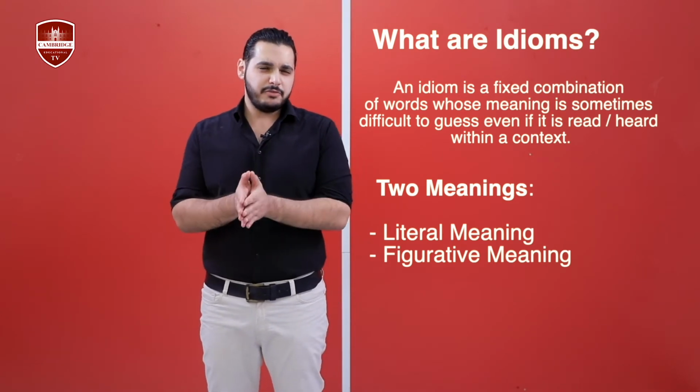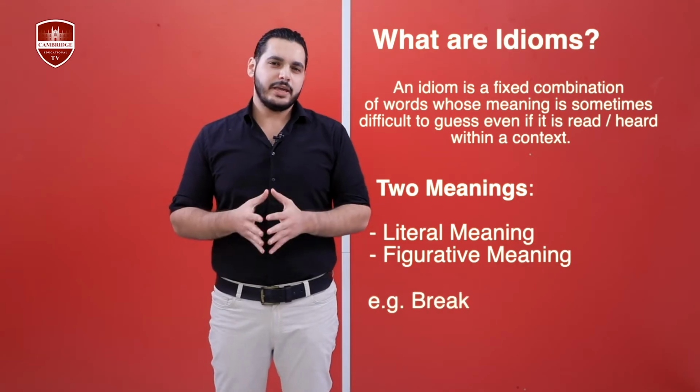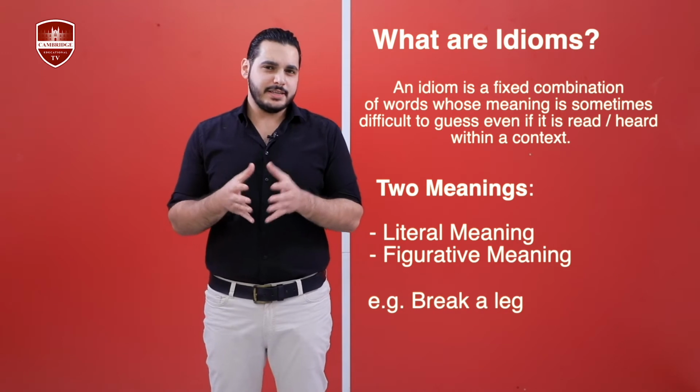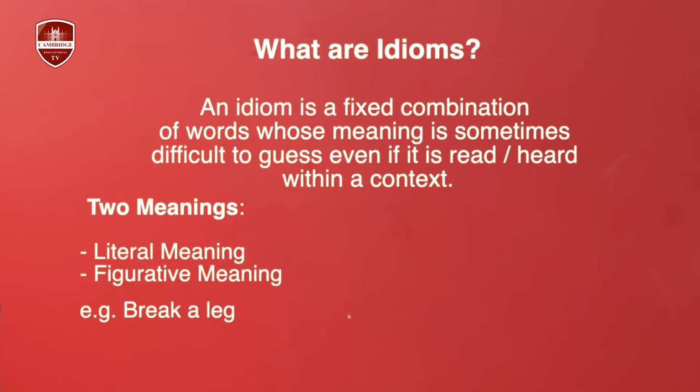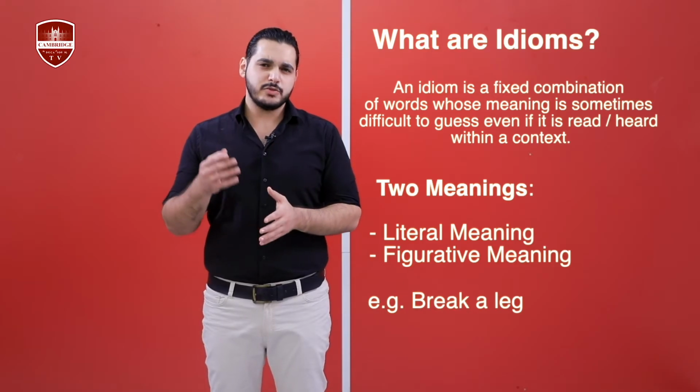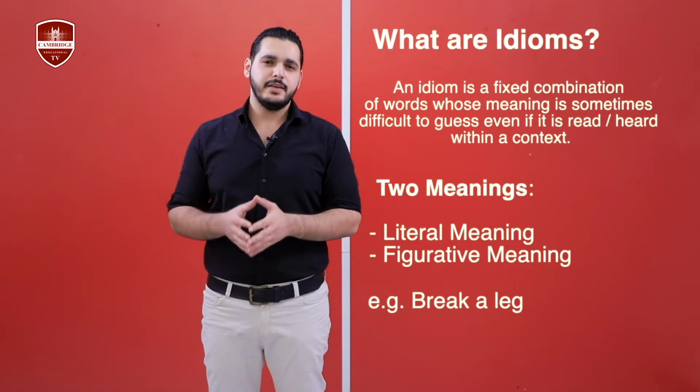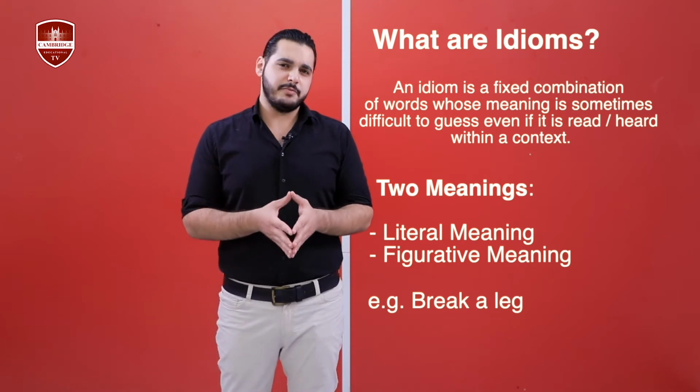Now, if you are confused, let me give you an example right now to make this easy for you. Break a leg. Break a leg is an idiom. That means it has a fixed combination of words. That means the structure you can see now is fixed. It can't be changed. Another thing you should know about this idiom is that it has 2 meanings. The first one is the literal meaning, as I have said, and the second one is the figurative meaning.